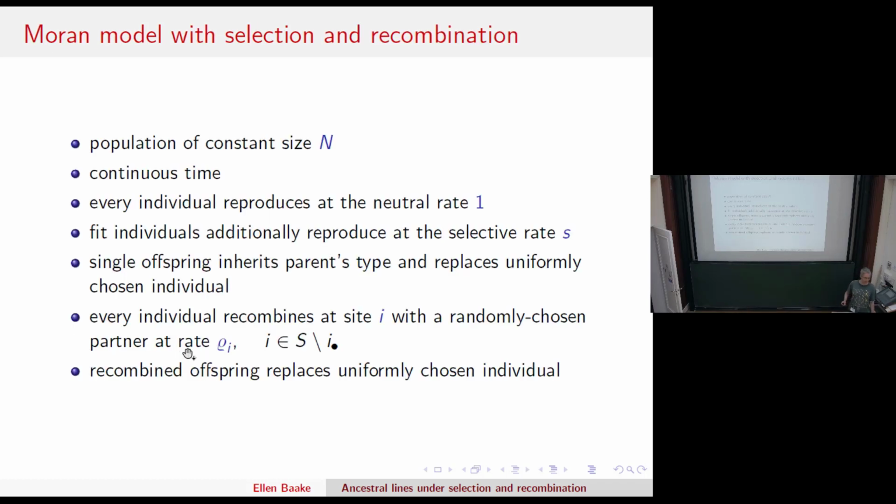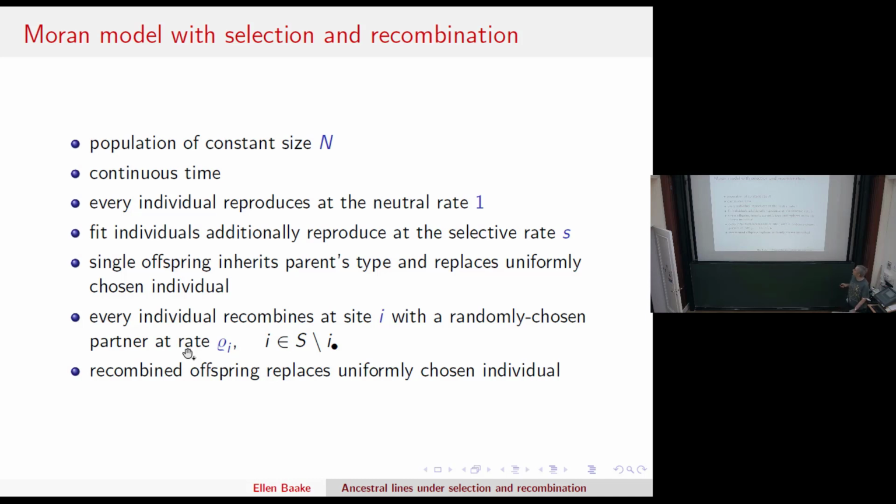So far I've been talking about what happens to single individuals. Now let me put up the population model. We have a population of constant size N. By the way, I should say the model is the Moran model with selection and recombination. So we have a population of size capital N. We work in continuous time. Every individual reproduces at a neutral rate 1, and the fit individuals additionally reproduce at the selective rate s.